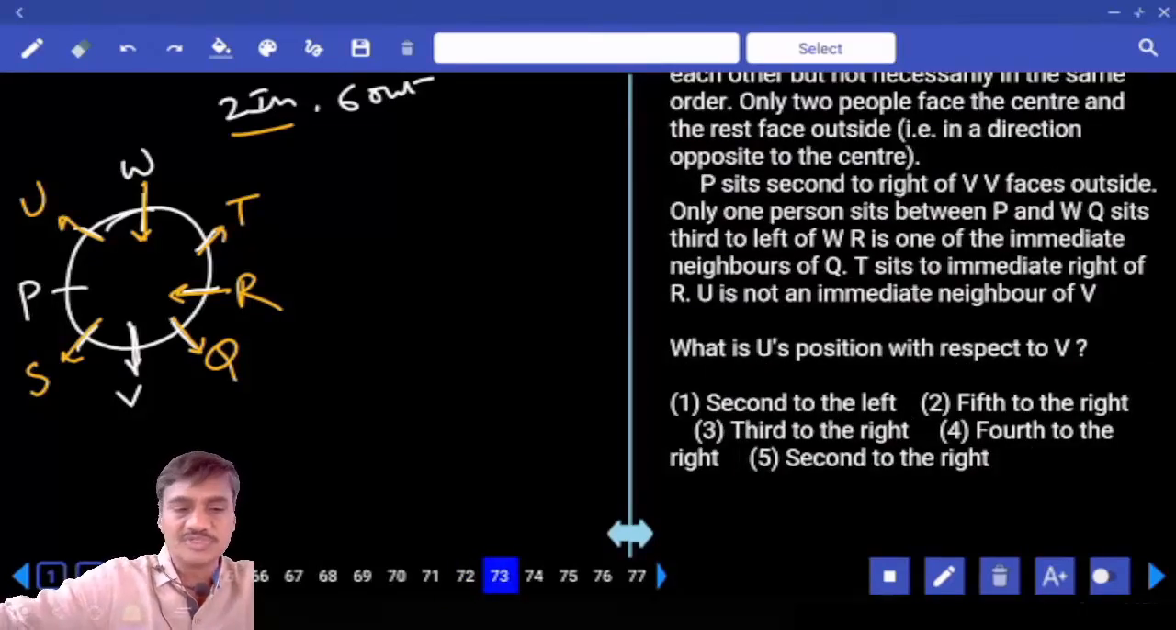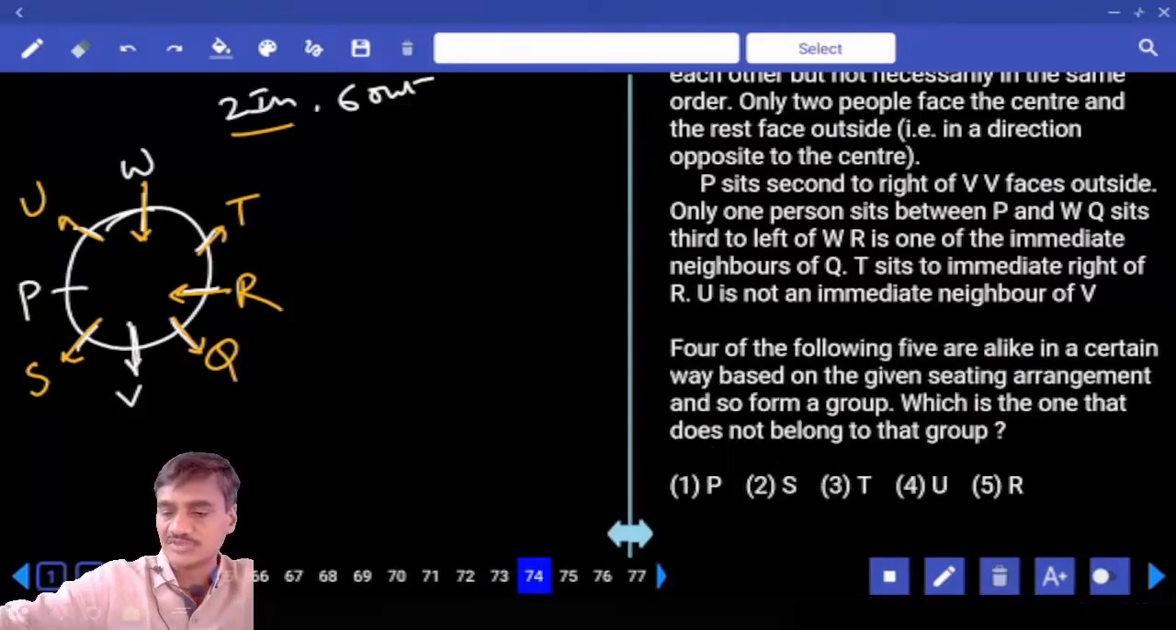And what is U's position with respect to V? U's position with respect to V is third to the right. Choice 3, question 73.